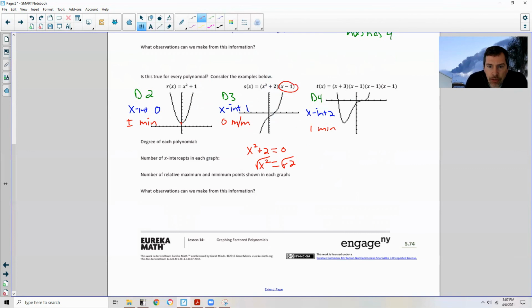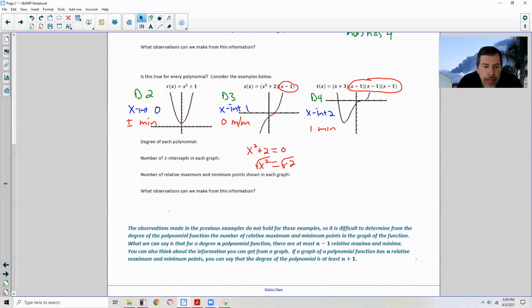And this one here is forcing it to cross at x equals 1. But there's something going on in this region here because of that. And what happened here? Multiplicity of 3. A multiplicity of anything more than 1 is going to reduce the number of maxes and mins because of what it does to the function. Okay, there's a lot to be said about that, so I brought in the wording of it. The observations made in the previous examples do not hold for these examples, so it is difficult to determine from the degree of the polynomial function the number of relative maximum and minimum points in the graph of the function. What we can say is that for a degree n polynomial function, there are at most n minus 1 relative maxima and minima. So we can say at most, but we can't say exactly how many.